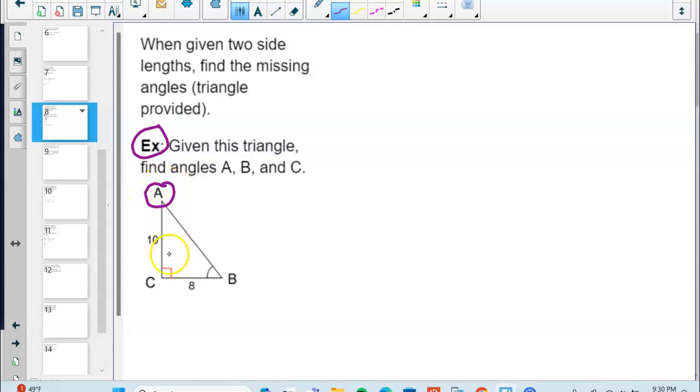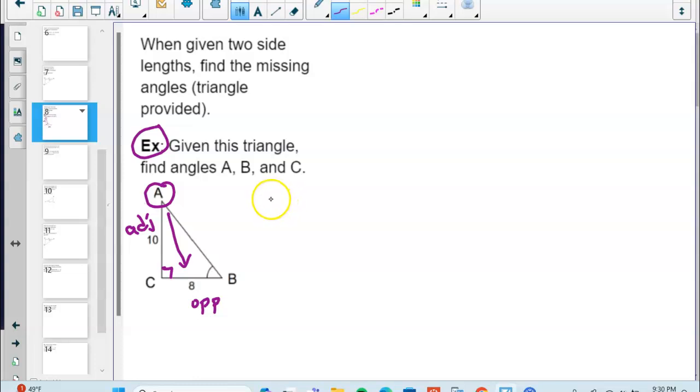I know what angle C is. Angle C is 90 degrees, right? Let me start with angle A for my two acute angles. So angle A, I'm going to look at the side opposite. That's the 8. This is the side adjacent. Remember, the opposite and the adjacent are the legs.